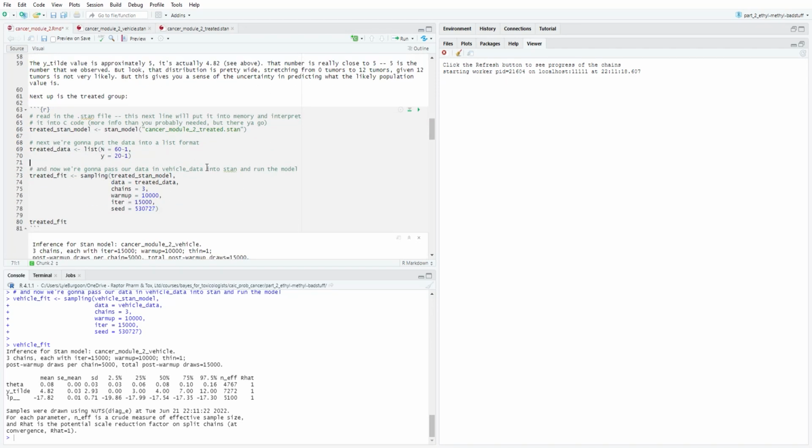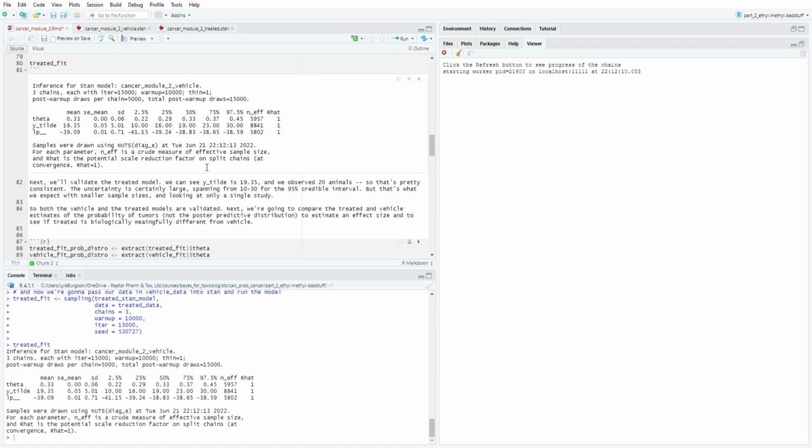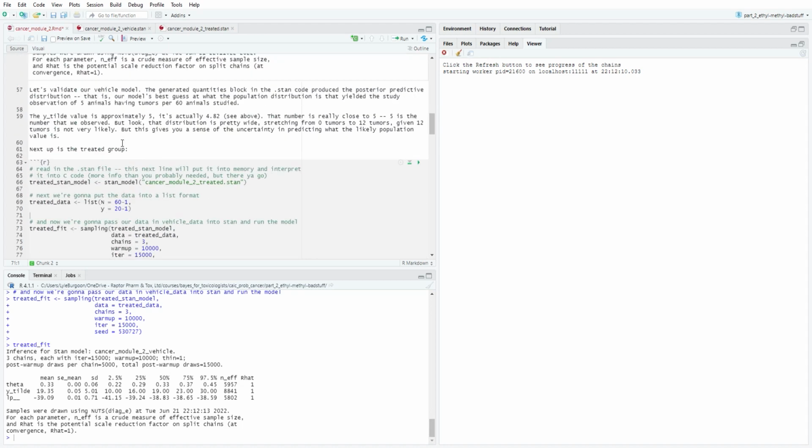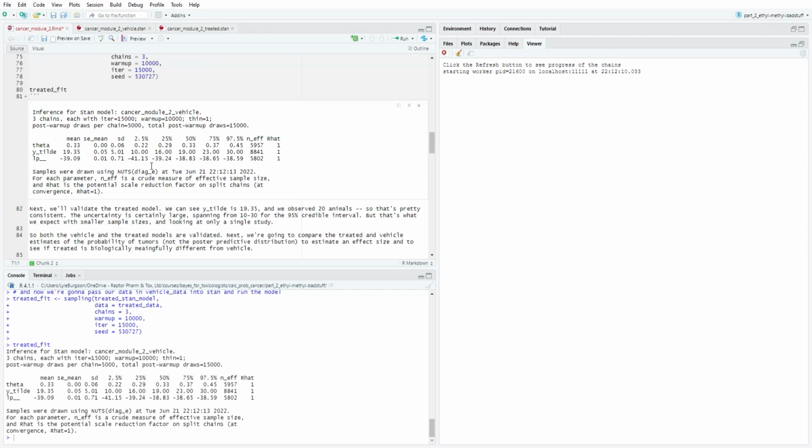Let's do the treated group next. So we're going to run that, and it should run pretty quick. There we go. Again, here's our theta, 0.33. Now that theta is 0.33, so 33% is much different than 8%, right? The 95% credible interval for the vehicle goes from 3% to 16%. For the treated, it's going from 22% to 45%.